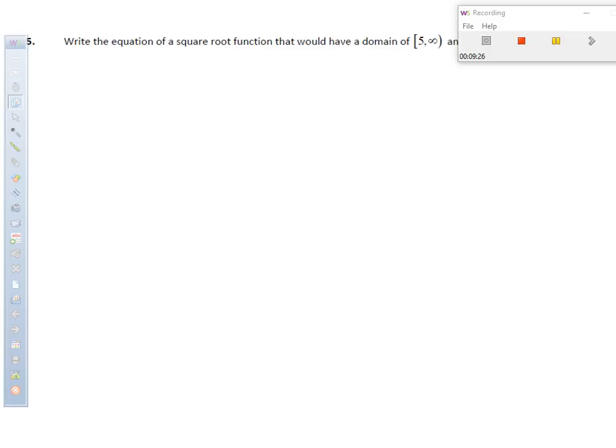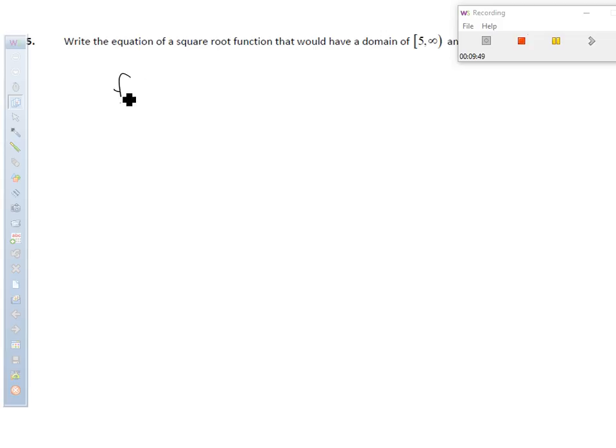And welcome back from the video. Now, number 5 we haven't done yet, but yesterday when I was teaching class, I just gave it to them, and then everybody in the class figured it out. So think about this. It says, write the equation of a square root function that would have a domain of 5 to infinity and a range of negative 7 to infinity.